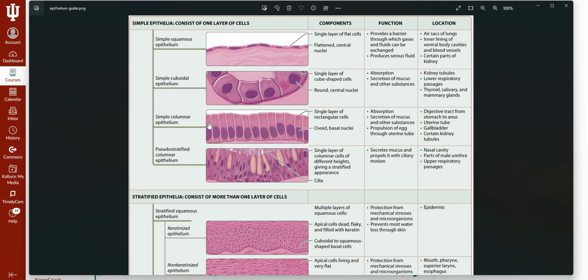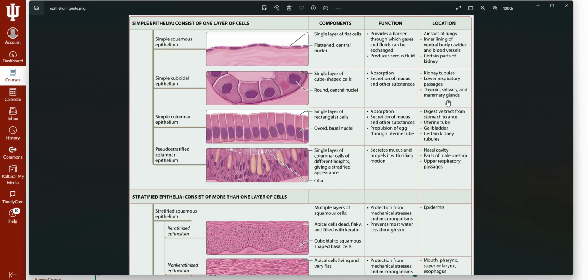Next up, we have simple columnar. So again, it's one layer. The shape is column-shaped or columnar. So these guys are going to be much taller than they are wide, forming basically a row of columns. So these are again going to be involved in absorption and secretion. So we'll find cuboidal and columnar in some overlapping locations around the body.